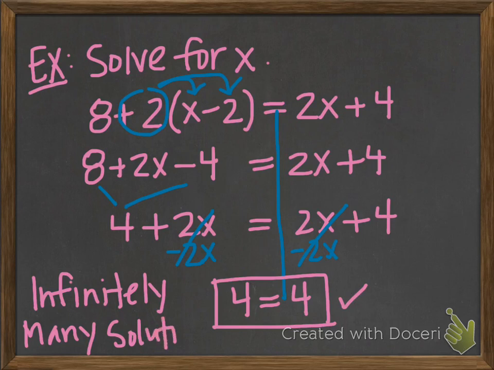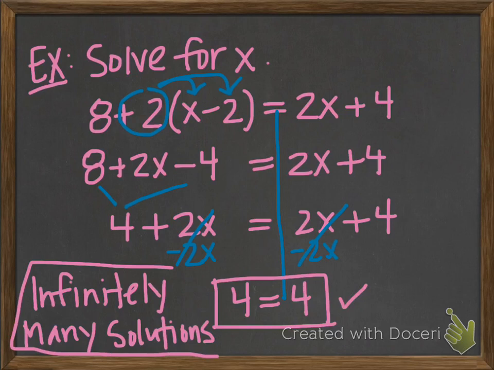So these are some weird things that can happen. It doesn't necessarily mean that you did anything wrong. It just means this is a special case. When we get a little bit later into the year, you'll find out what these mean when I'm graphing. But for right now, as you're solving, if you get any of these 2 cases, know what they mean.